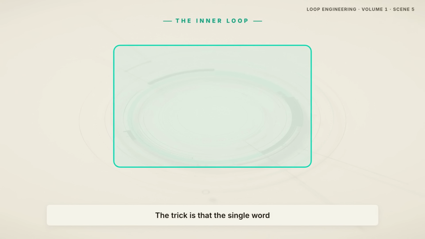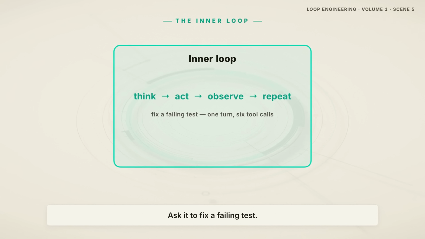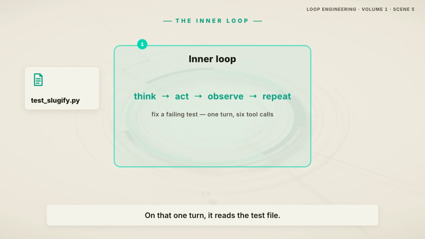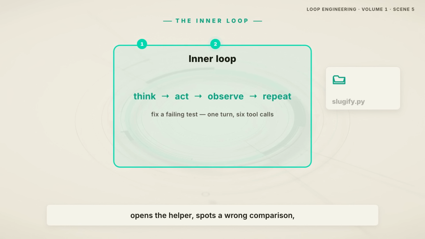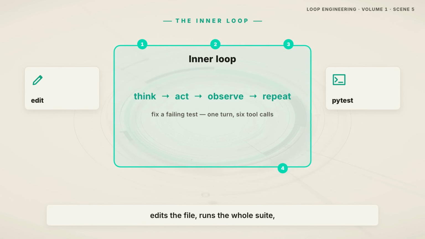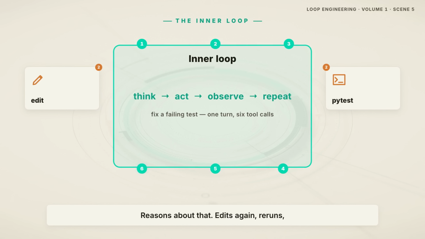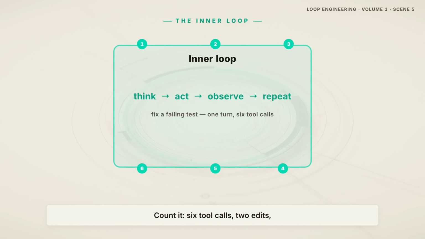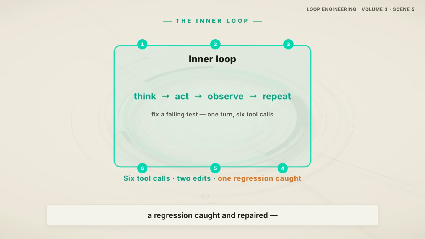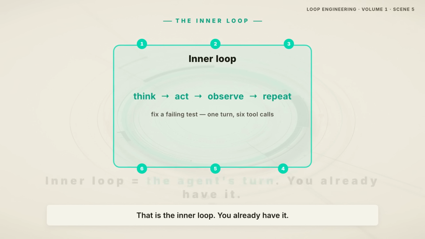The trick is that the single word loop is doing the work of two completely different machines. The first is the inner loop, a single turn of the agent. Ask it to fix a failing test. On that one turn, it reads the test file, reasons the bug is in a helper, opens the helper, spots a wrong comparison, edits the file, runs the whole suite, sees one test pass and another break, reasons about that, edits again, reruns, sees green, reports done. Count it. 6 tool calls, 2 edits, a regression caught and repaired, all inside one turn, no human touching the keyboard. That is the inner loop.